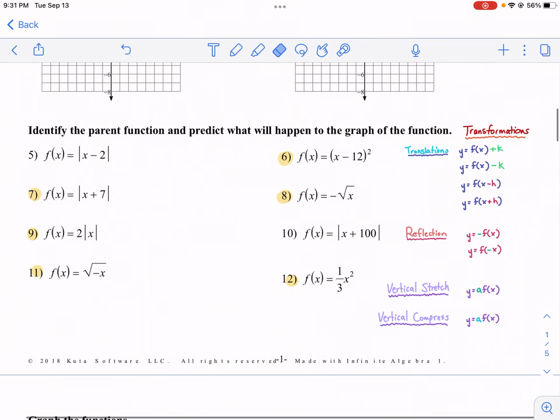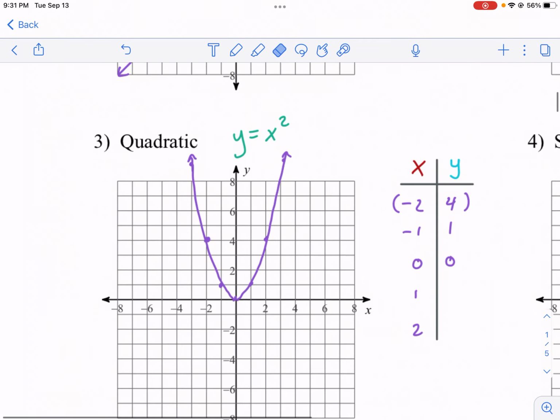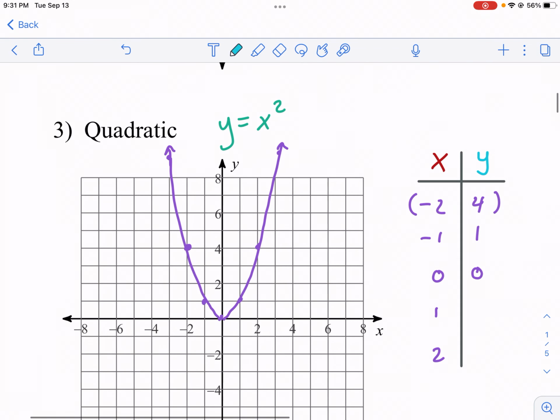And then the last one is vertical stretch and vertical compress. So briefly for that one, a vertical stretch gets skinny, and I'm going to talk about this again later. Imagine it gets skinny. That means it goes vertical faster. It stretches, like you're pulling it like a rubber band. It gets vertical faster. A compress is the exact opposite. So it's going to kind of take its time getting vertical.